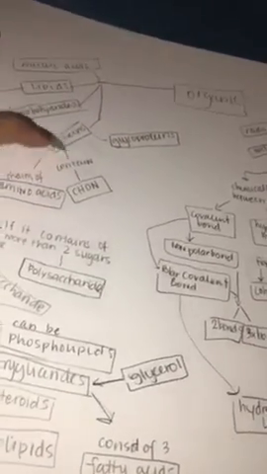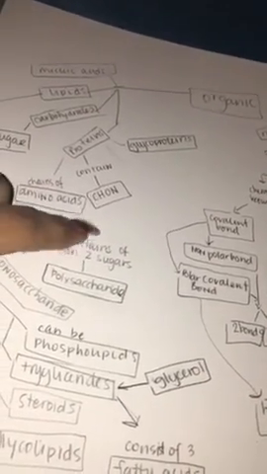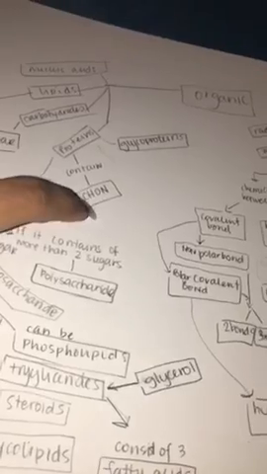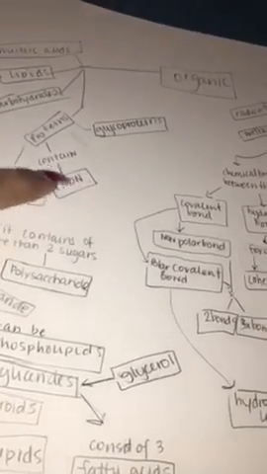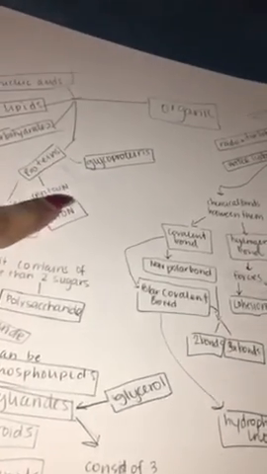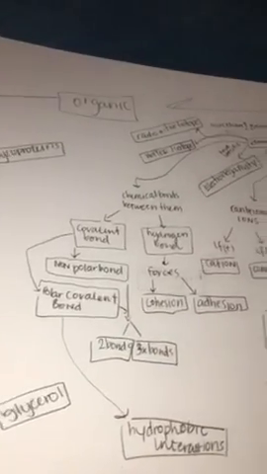Over here, I branched off proteins, because proteins are chains of amino acids. They contain carbon, hydrogen, oxygen, nitrogen, and proteins are also made up like a subunit of glycoproteins.